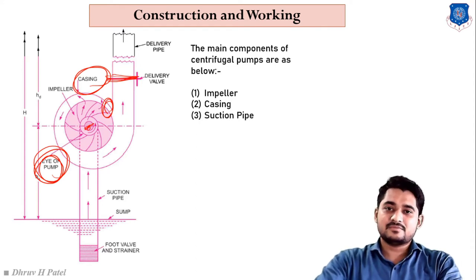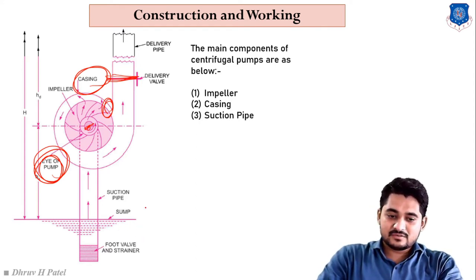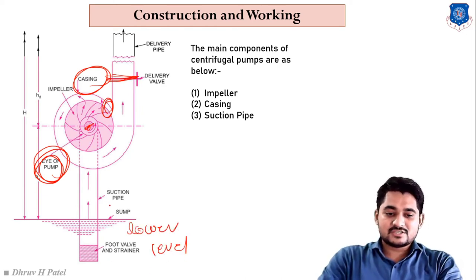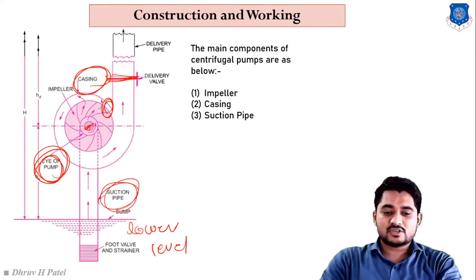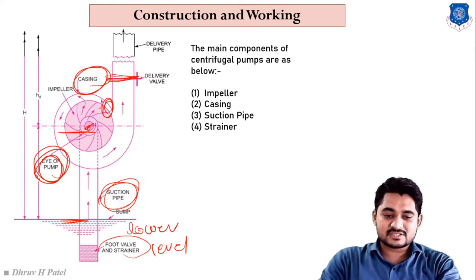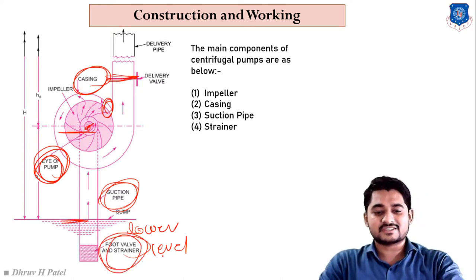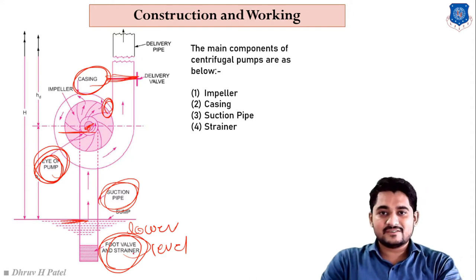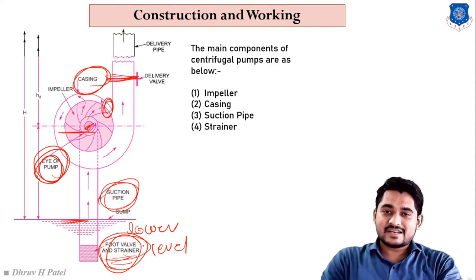Next one is the suction pipe. This is the lower level of the pump, which we have already known about. The suction pipe transfers water from the lower level to the center of the pump, right? Next one is the strainer. At the end of the suction pipe, or we can say the beginning of the suction, a foot valve or non-returning valve, known as the strainer, is attached. The strainer is basically one kind of filter which will prevent impurities in the water from entering the pump, right?